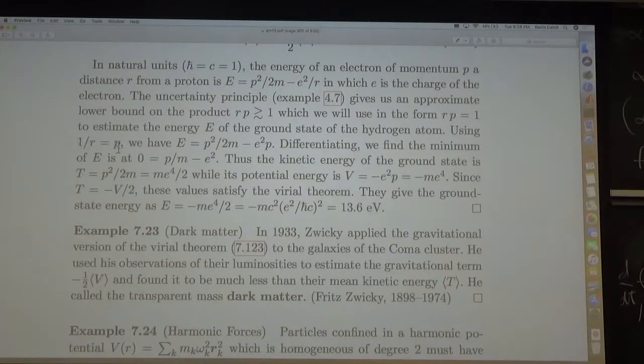So if we set rp equal to 1, 1 over r is p, and then E is p squared over 2m minus e squared p. To get the minimum, we minimize the energy by setting its p derivative equal to 0, and we get this. And so now we know what p is. On average, it is me squared. And so substituting in, we get that T is (me squared) squared over 2m, which is me to the 4th over 2. The potential energy is minus e squared p, or minus me squared. And these satisfy the Virial Theorem because T is then minus V over 2. So take this, divide by 2, multiply by minus 1, you get T, which is what you expect because the Coulomb potential is homogeneous of degree -1.